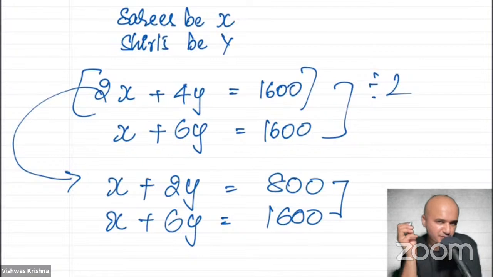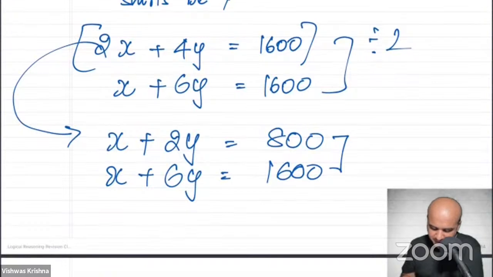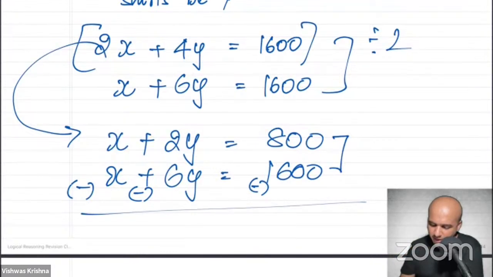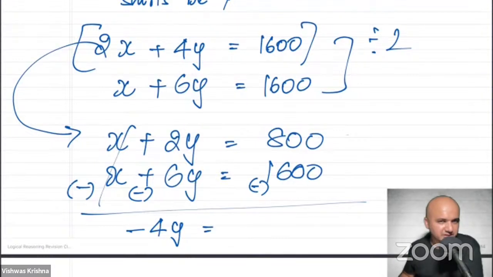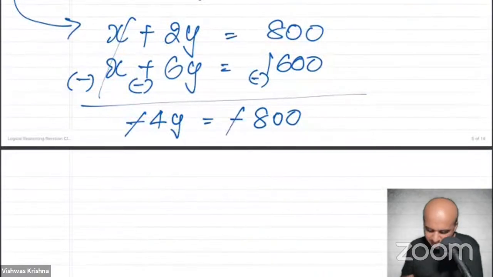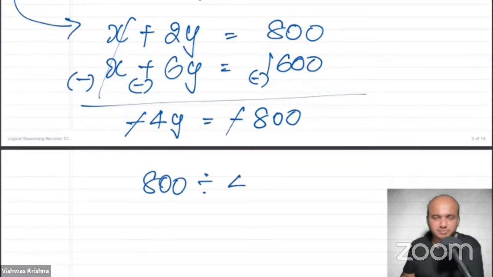Now that these two amounts are different, we can definitely simplify it. So I'll just multiply everything by minus here. This will be minus x minus 6y equals minus 1600, if I multiply the second equation by a minus sign. So now we can easily simplify. Minus x and plus x get cancelled. Plus 2y minus 6y will be minus 4y. And 800 minus 1600 will be minus 800. Again, the minus signs get cancelled on either side. So now all you have to do is 800 divided by 4, which will be 200.